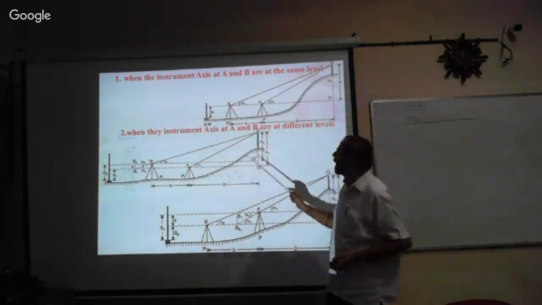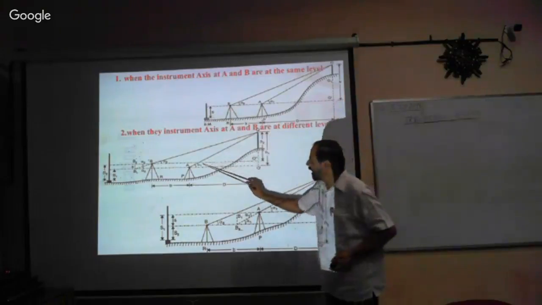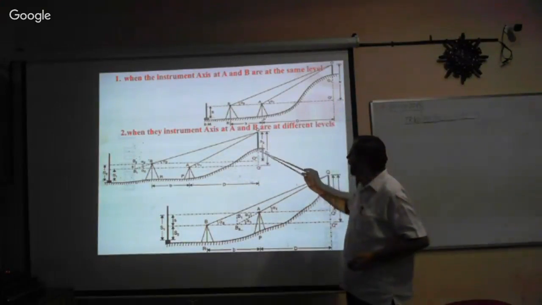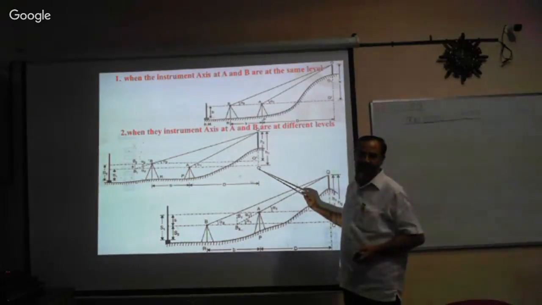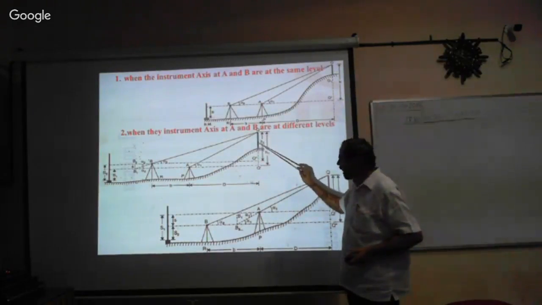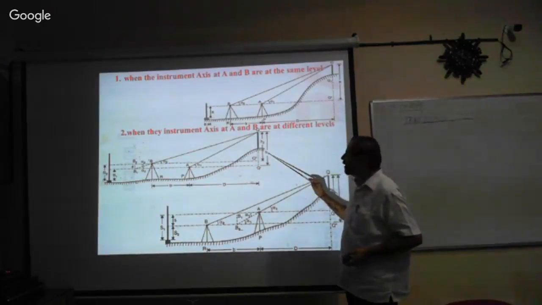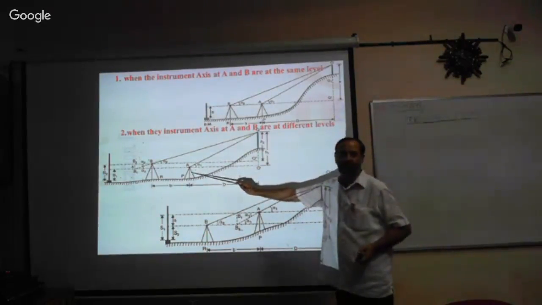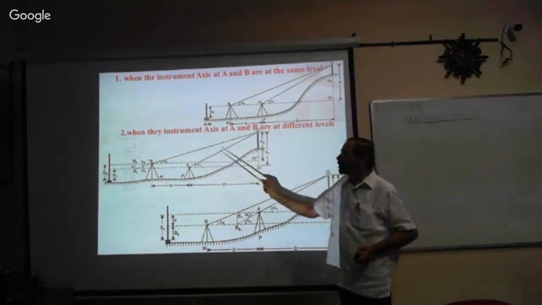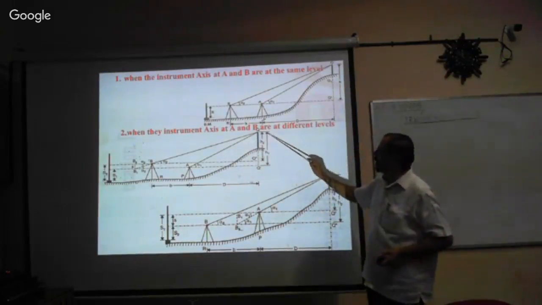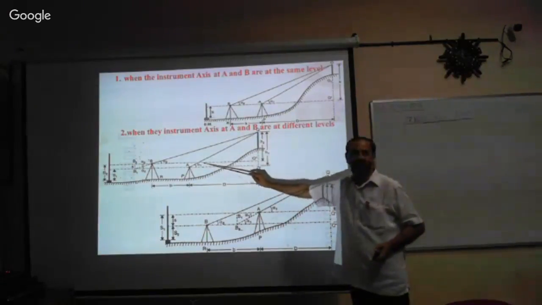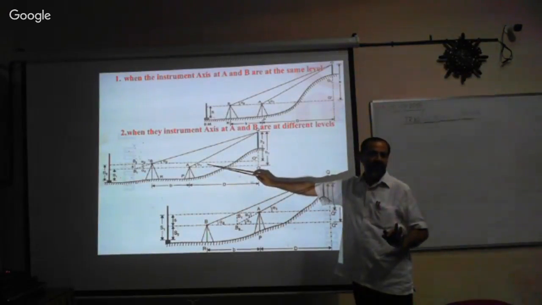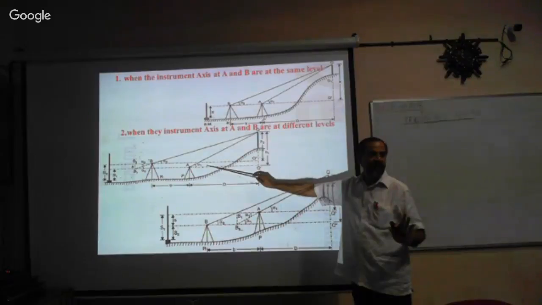Now consider the triangle 1, that is Q, A, Q dash. Consider this triangle and find out H1. H1 is equal to how much? H1 is equal to D tan alpha 1. Simple problem. Our problem is solved.